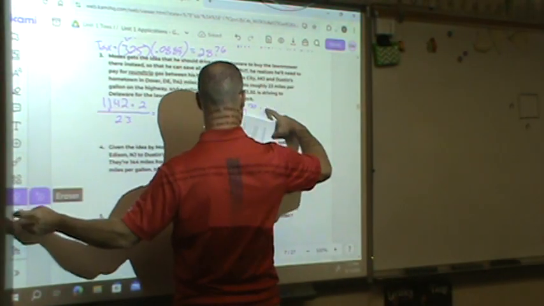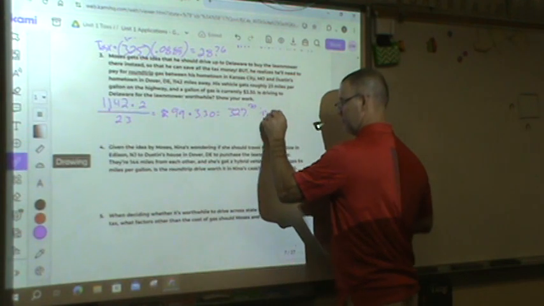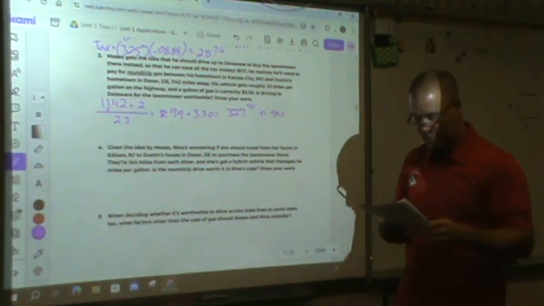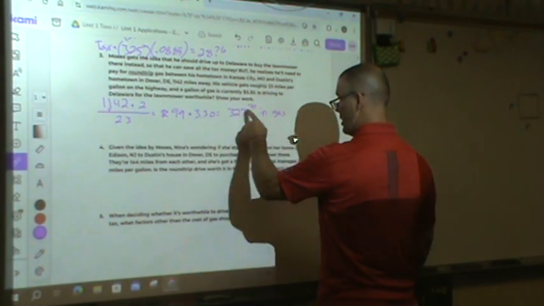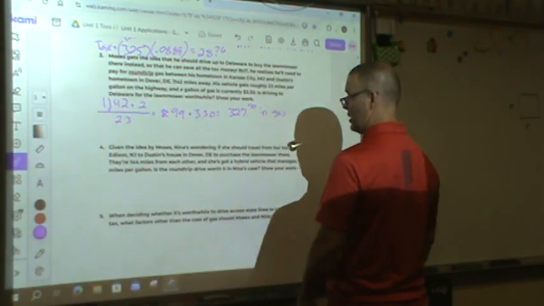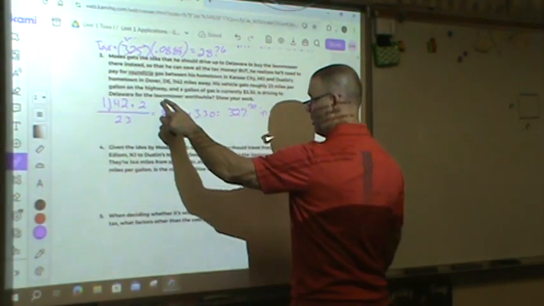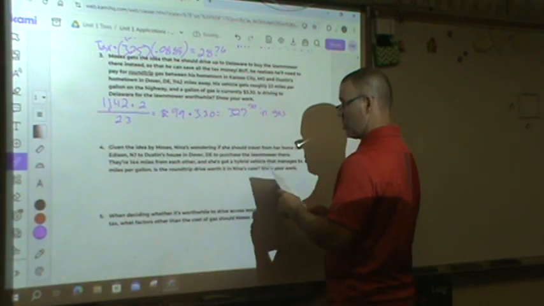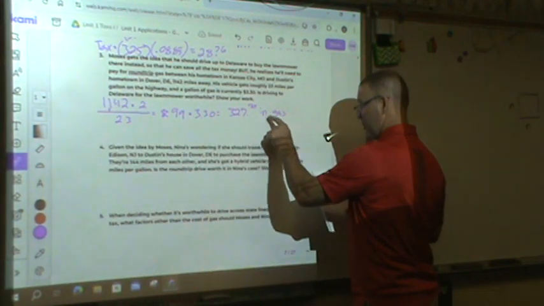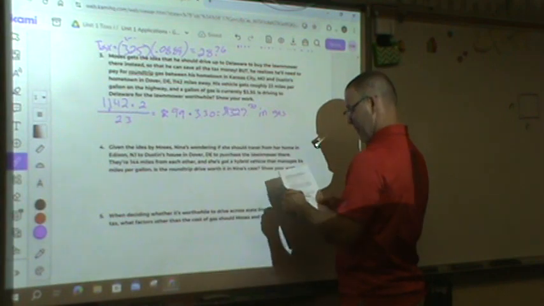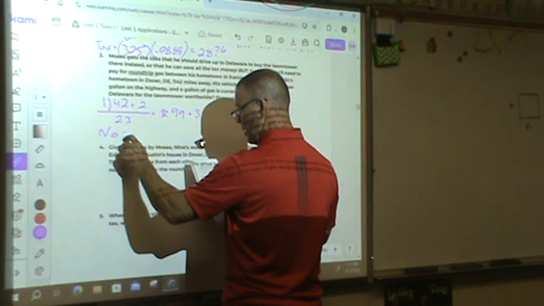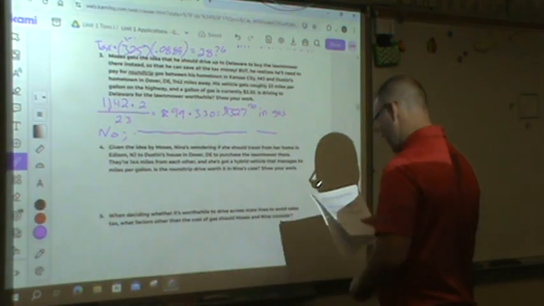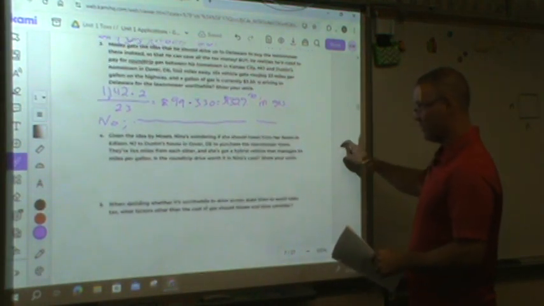Just in gas, just to go back and forth. And some of you are saying, well, gee, the gas costs more than the lawnmower. Yeah, duh. Okay, so right here, I don't have to add the total together. All it says is driving to Delaware for the lawnmower worthwhile. Show your work. Well, right here, and I put just in gas, tells me that no, it's not worth it. Okay? And I'm going to tell you to finish the complete sentence.